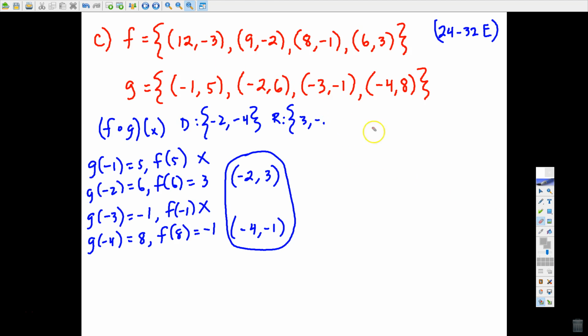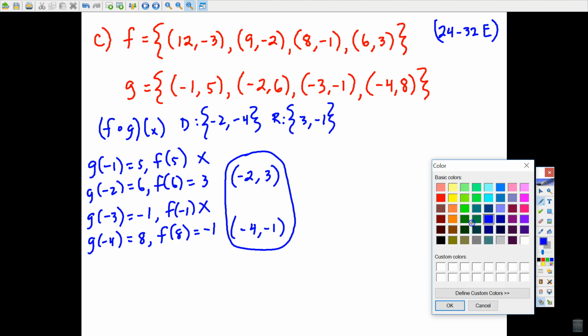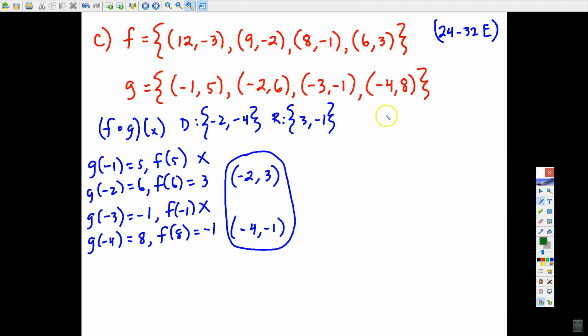All right, so let's go the other way. Let's do the composition, changing colors, g of f of x.